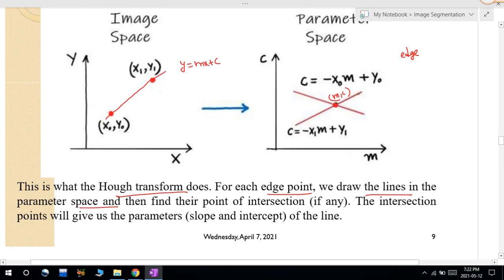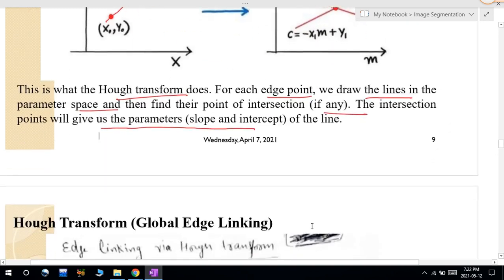I will try to draw lines, because for each point in the image space there will be a line in the parameter space. For each point in the parameter space, there is a line in the image space, that is, vice versa. For each edge point I will try to draw the lines. After drawing the lines, wherever we get the intersection, that intersection point will give the slope and intercept values of the line.